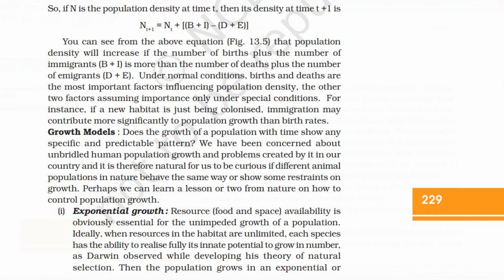Growth models. Does the growth of a population with time show any specific and predictable pattern? We have been concerned about unbridled human population growth and problems created by it in our country, and it is therefore natural for us to be curious if different animal populations in nature behave the same way or show some restraints on growth. Perhaps we can learn a lesson or 2 from nature on how to control population growth. 1. Exponential growth. Resource, food and space availability is obviously essential for the unimpeded growth of a population.